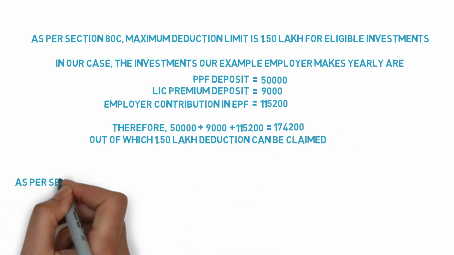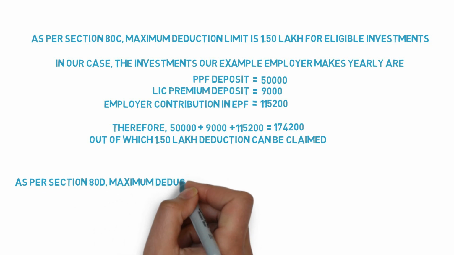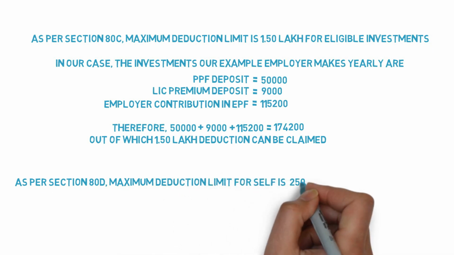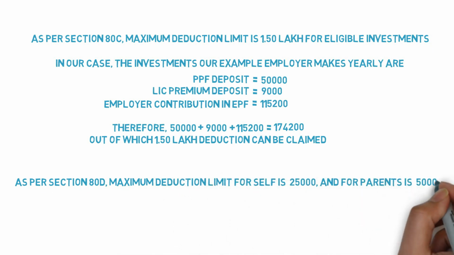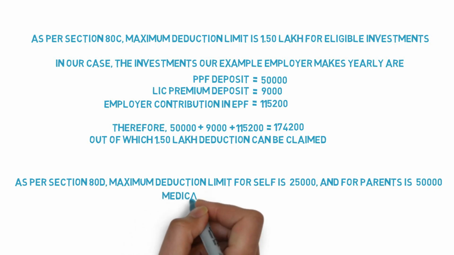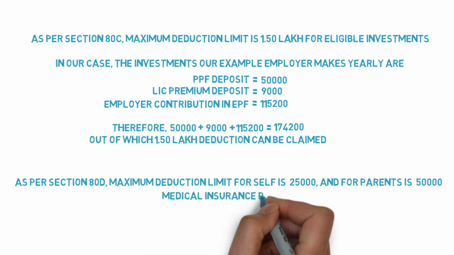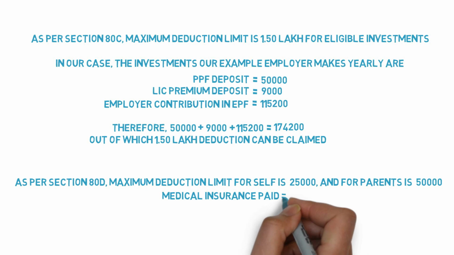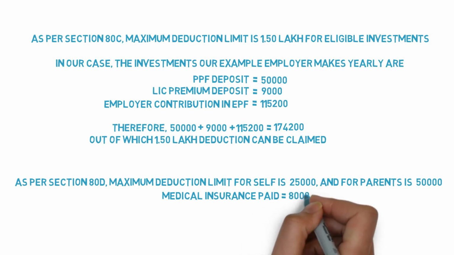As per section 80D, the maximum deduction limit for self is 25,000 and for parents it is 50,000. So in the medical insurance premium of 8,000 that he pays, he can claim the whole amount of 8,000.